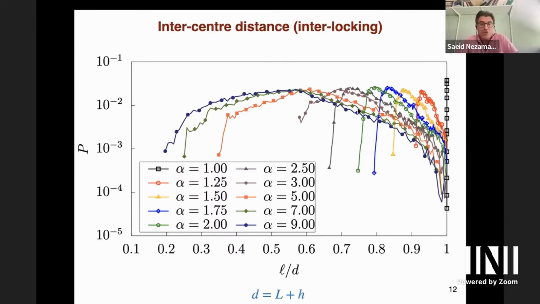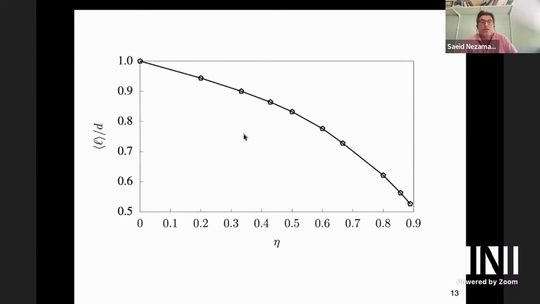The interesting point here is that beyond alpha equal to 3, the distribution gets much broader, and the peak value is further from the minimum. This is a consequence of contacts with second neighbors. This curve shows the average distance as a function of the shape parameter eta. The average decreases smoothly, and its value can be used as a measure of interlocking between hexapods.